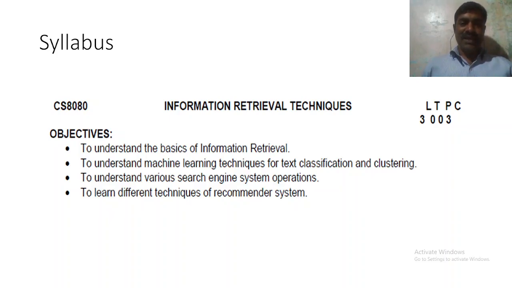Today, I am going to discuss the subject Information Retrieval Techniques, subject code CS8080. Objectives of the subject: to understand the basics of information retrieval, to understand machine learning techniques for text classification and clustering, to understand various search engine system operations, and to learn different techniques of recommender systems.